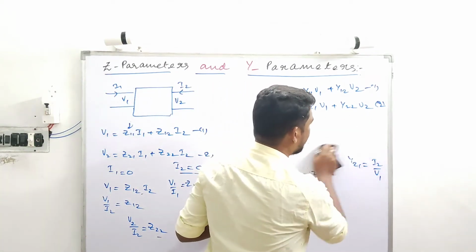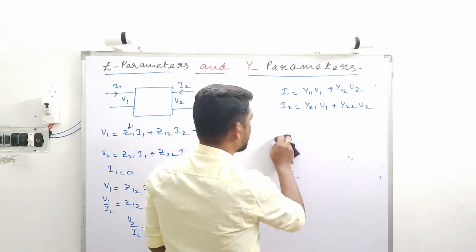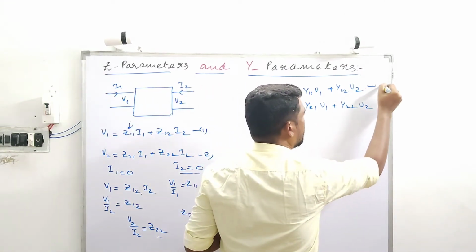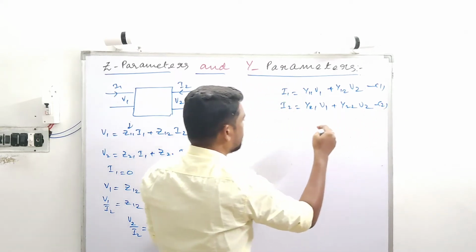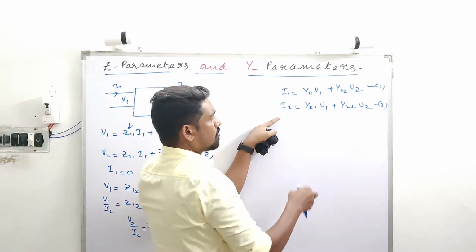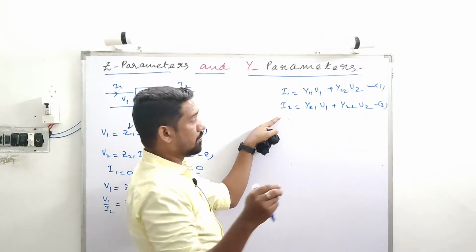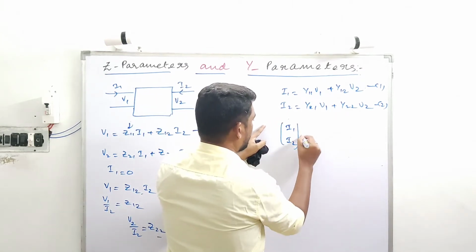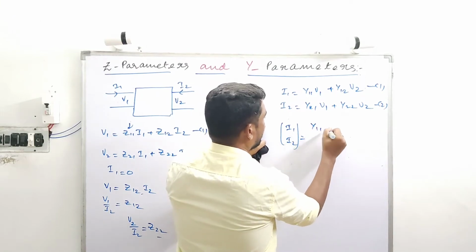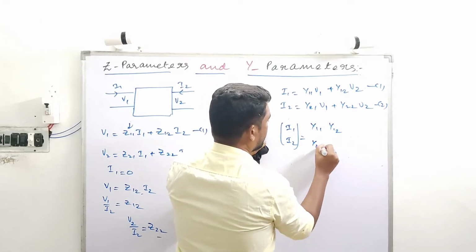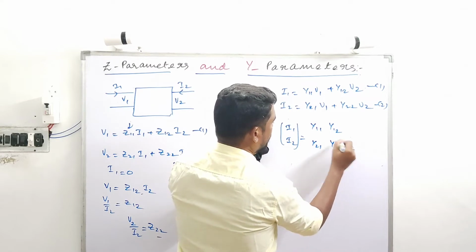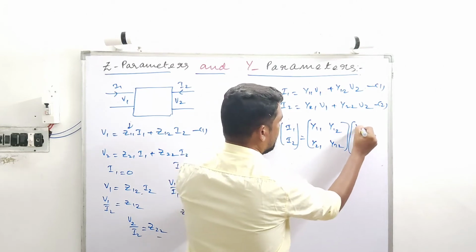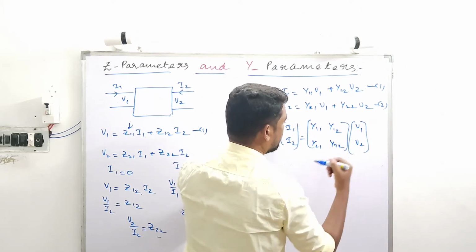Considering these two describing equations for a two-port network in terms of its Y parameters, let it be equation 1 and equation 2. These two equations can be represented in matrix form. How is that written? I1 and I2 is equal to the square matrix Y11, Y12, Y21, and Y22, times a column matrix, V1 and V2.